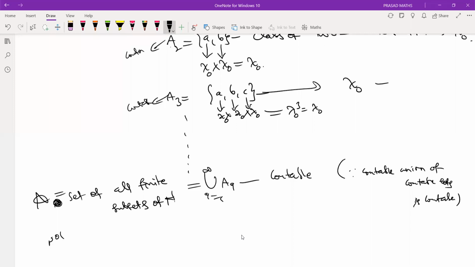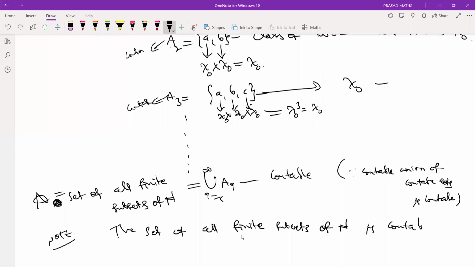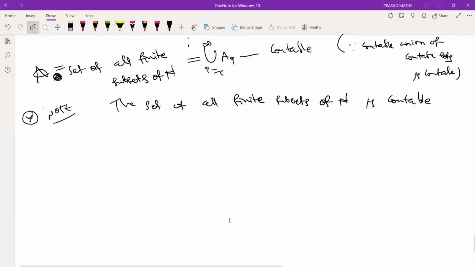Therefore, what is my notice? The set of all finite subsets of natural numbers is always countable. This is my notice. The set of all finite subsets of natural numbers is always countable.